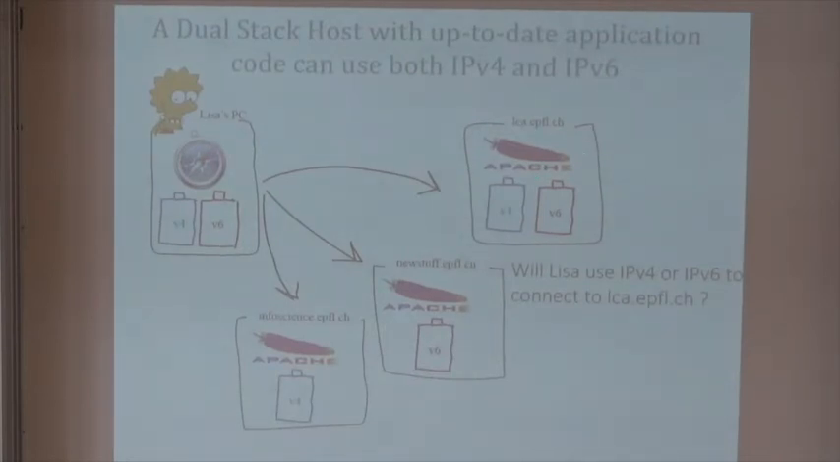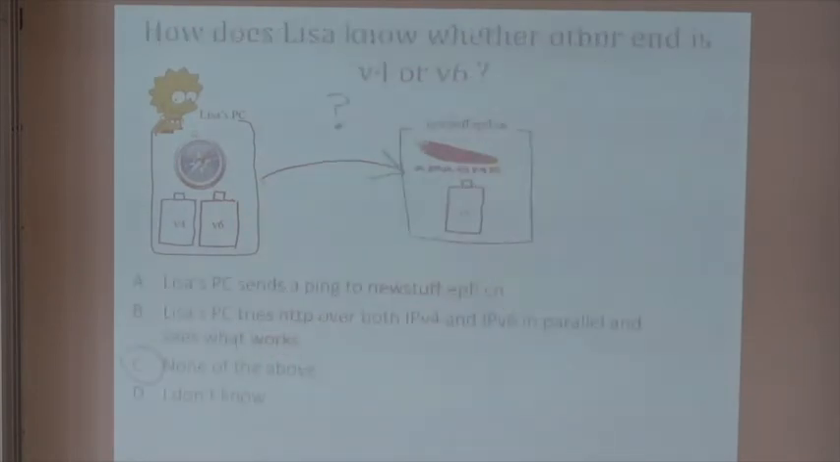This is the website of our lab, and this one is both IPv4 and IPv6 that we tried. And if you build a new thing somewhere, you might have IPv6 only. So how do we know? How will Lisa know whether to use IPv4 or IPv6 to connect to either of it, right?